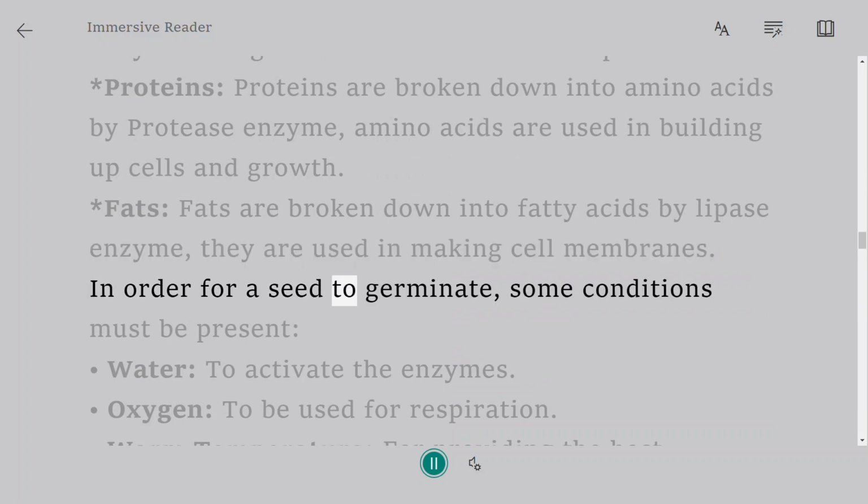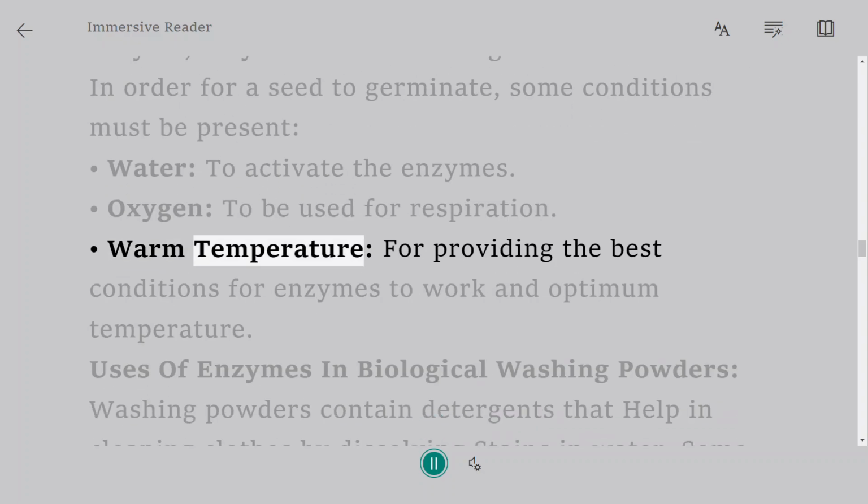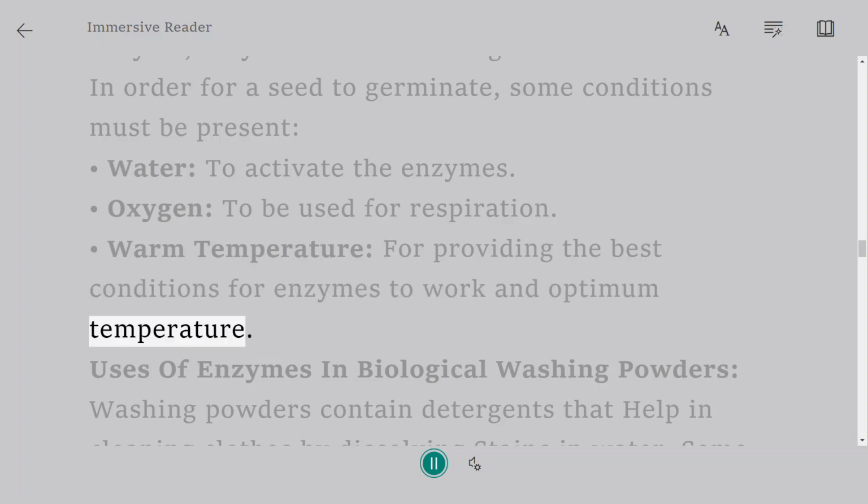In order for a seed to germinate, some conditions must be present. Water, to activate the enzymes. Oxygen, to be used for respiration. Warm temperature, for providing the best conditions for enzymes to work, an optimum temperature.